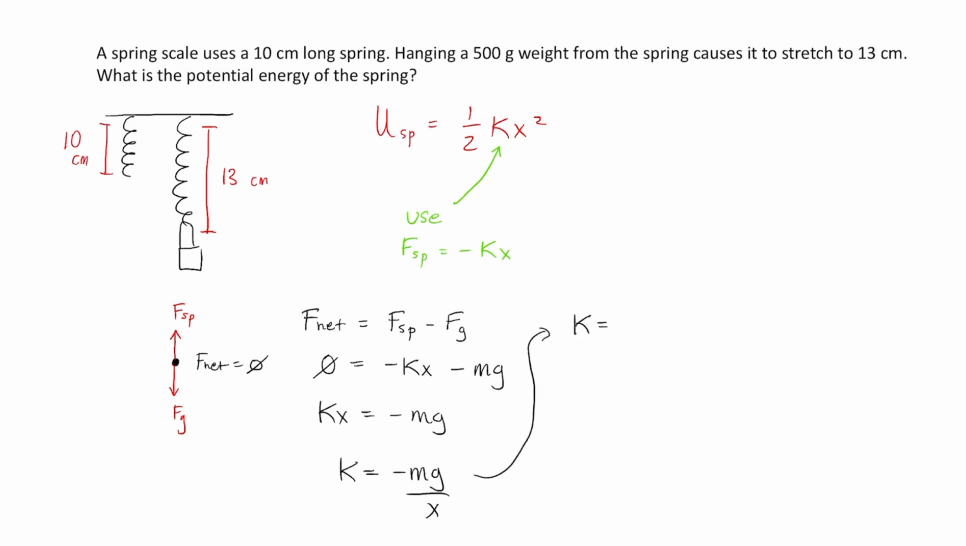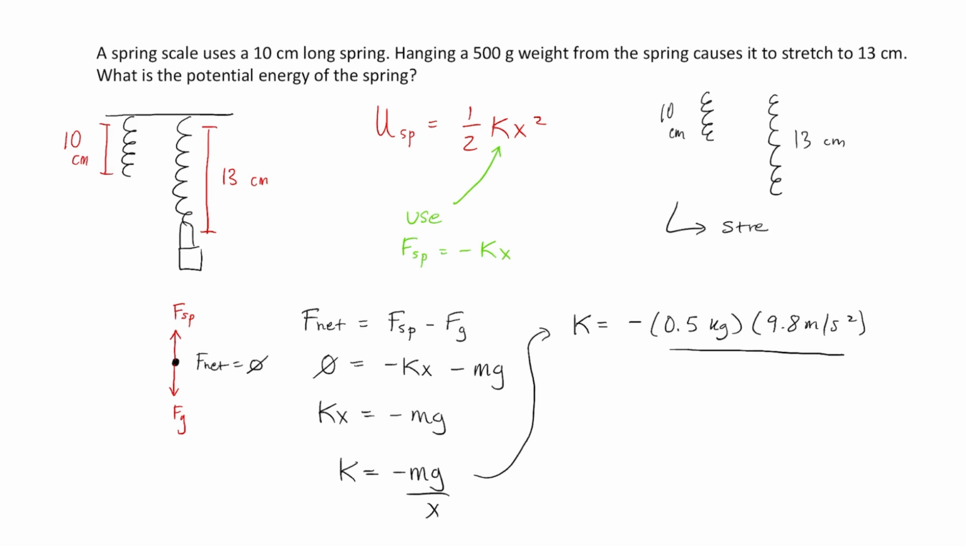The mass of the weight is 0.5 kilograms. The acceleration due to gravity is 9.8 meters per second squared. But what is x? Well, we know the spring stretched from 10 centimeters to 13 centimeters. That means it was stretched by 3 centimeters. But if we just plugged 3 centimeters into our equation, then the spring constant would be negative. And that is not possible.